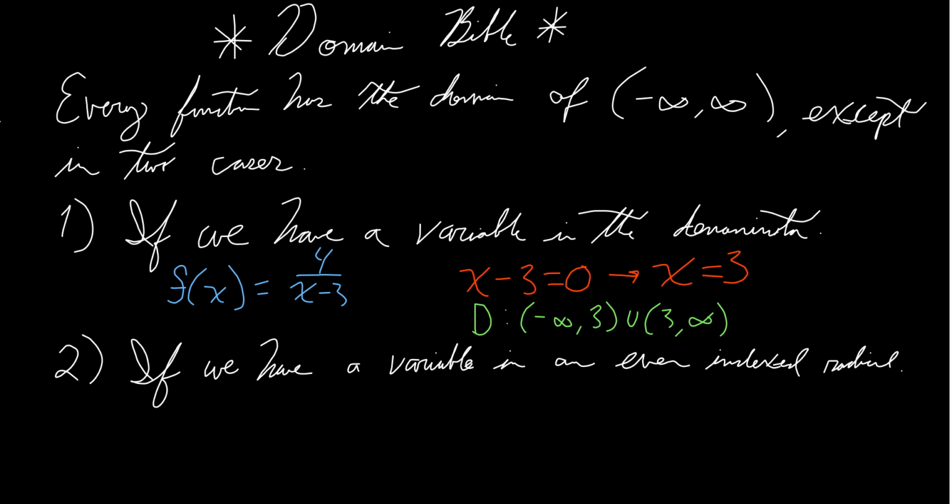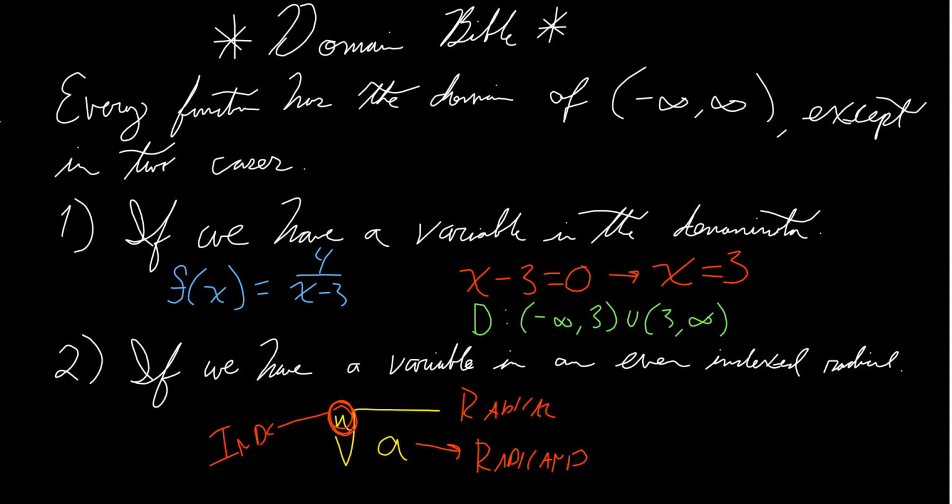Let us look at the anatomy of a radical real quick. We have the nth root of some number a. This little symbol here we know as the radical. This inside here we know as the radicand, and this number here is the index, the index or the root.